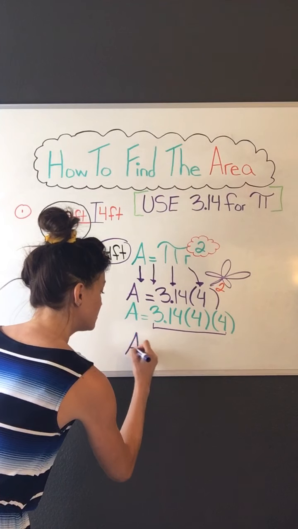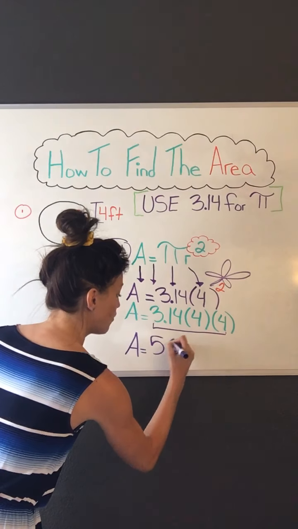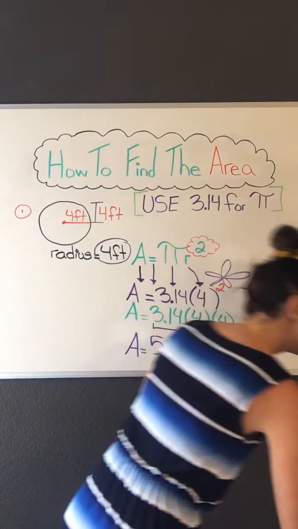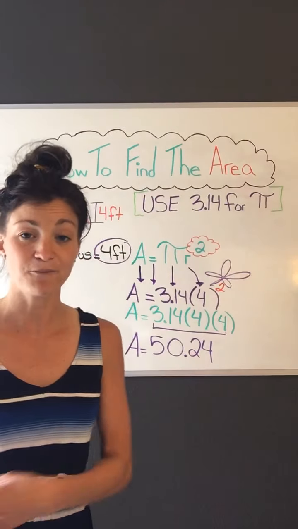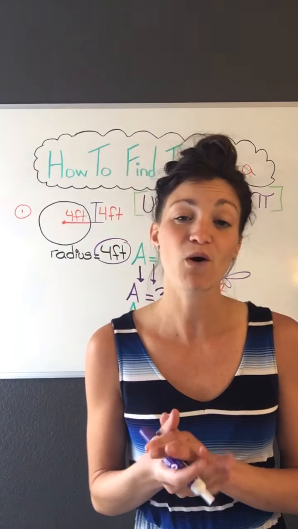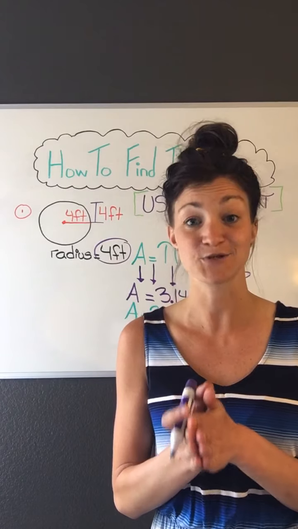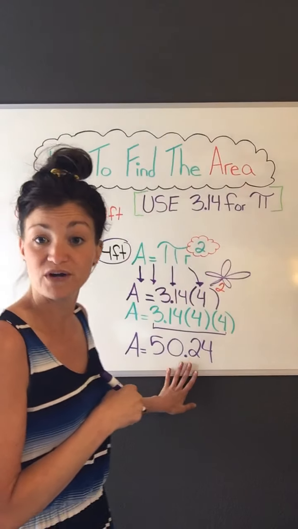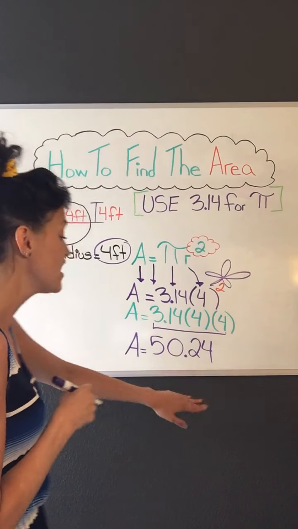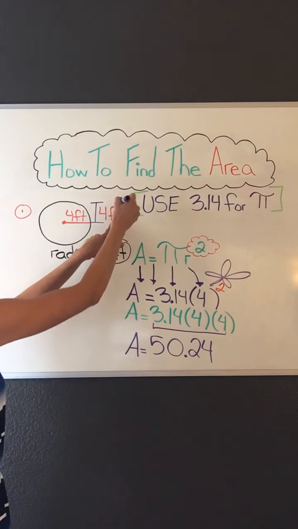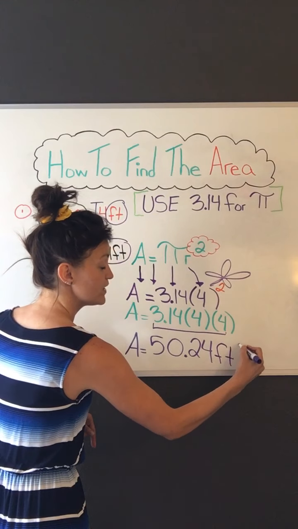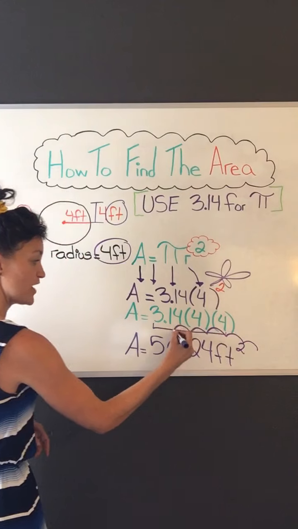So the area of this circle, when given the radius, is 50.24. And once again, we're working with numbers. We are working with quantities and measurements and math. You always want to be as accurate and precise as you can. So this isn't 50.24 dolphins. This isn't 50.24 whales, okay? This is 50.24 feet. And then also, we are squaring it, okay?